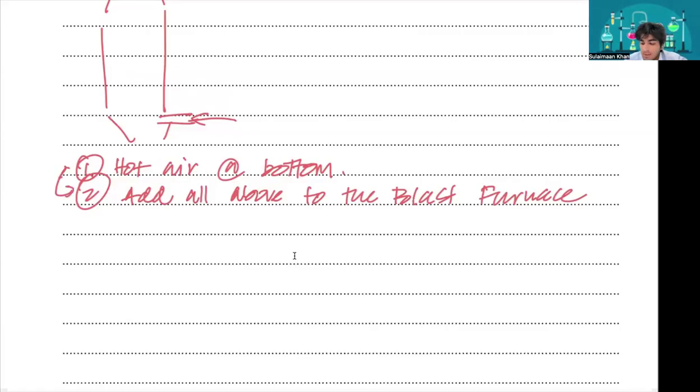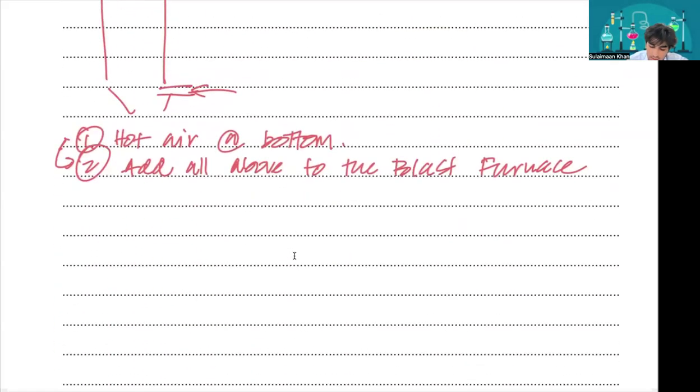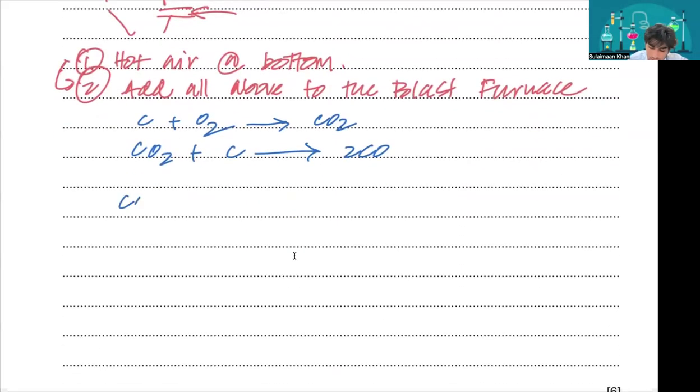I'm just going to write the equations and say the English, and you could write the English. Then the coke reacts with oxygen to give you carbon dioxide, which is a highly exothermic reaction. The carbon dioxide is reduced by coke to give you carbon monoxide. Once you get carbon monoxide, it reacts with Fe2O3 to give you iron and carbon dioxide.